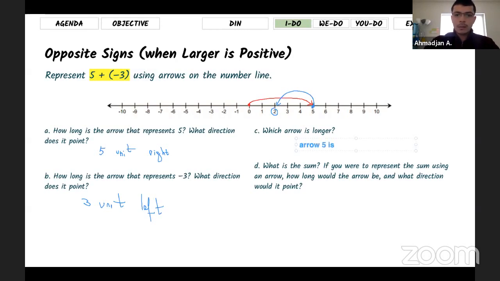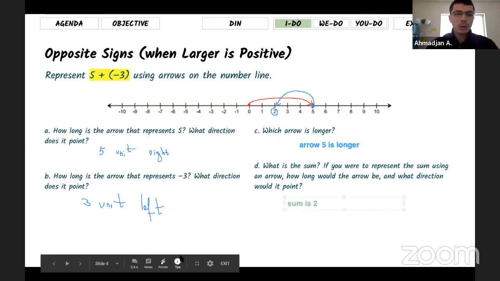Arrow 5 is longer. Next question is, what is the sum? Your final destination is 2, which means the sum is 2 because you ended at 2, okay? And next thing, if you were to represent the sum using an arrow, how long would the arrow be? So if you try to draw an arrow for the sum, the sum is 2, right?